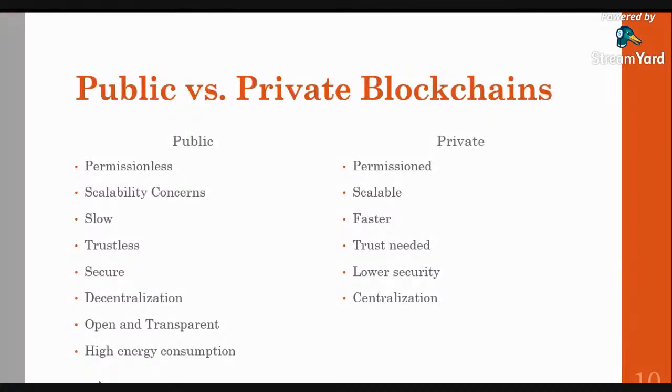So let's just give an example. If you want to pick a public blockchain, you will achieve decentralization, a trustless, secure, openly transparent network. That's what you're going to have if you pick a public blockchain. However, the transactions made will be very slow and we will have some scalability concerns. But if you were to pick a private blockchain, you will achieve fast and scalable transactions at the cost of lower security and centralization, right?